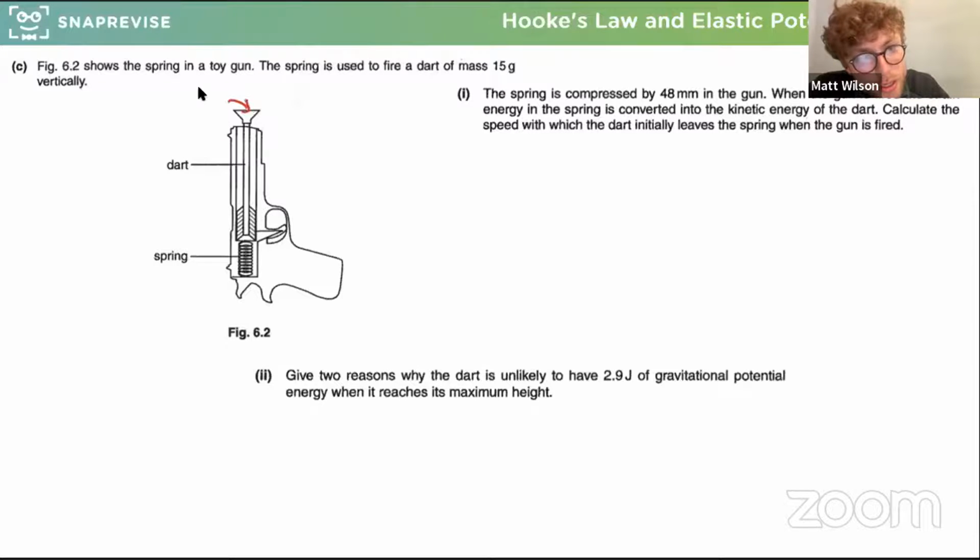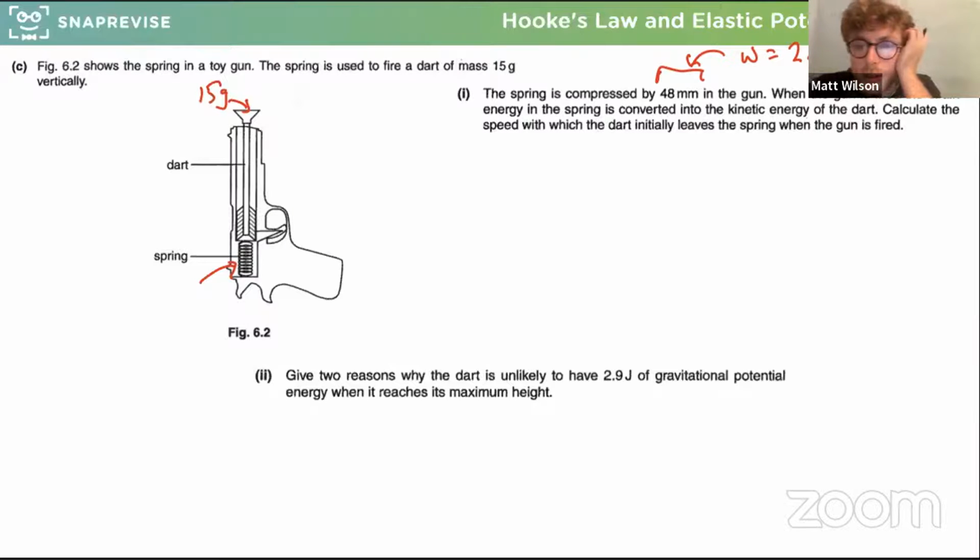So here, this thing is 15 grams, and it's basically just some fancy, strangely shaped mass. This is our spring from before that we just calculated some things about. We're told that the spring is compressed by 48 millimeters in the gun, and that's exactly the thing that we just calculated the work done required to do. The work done was equal to 2.88 joules. So we already know this.